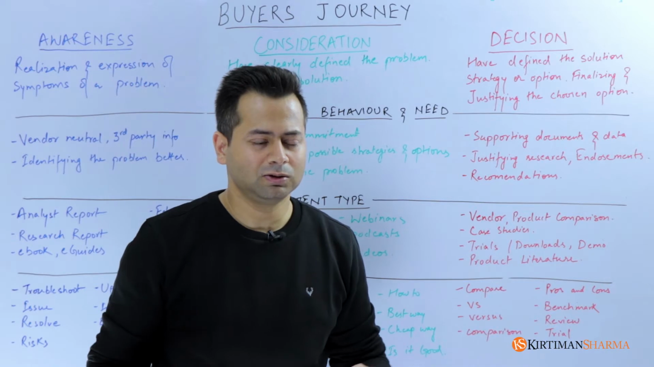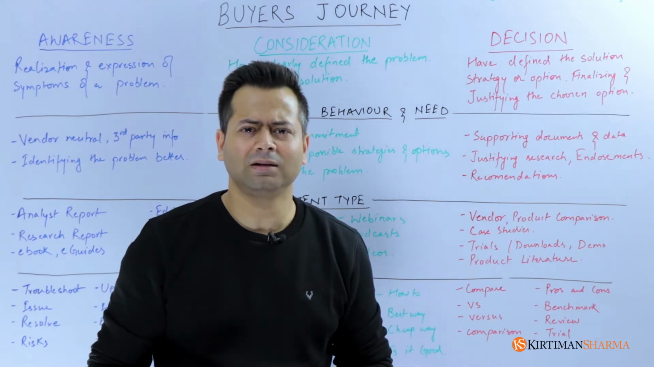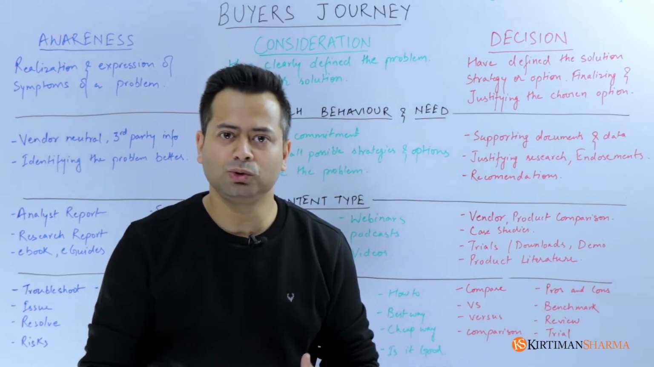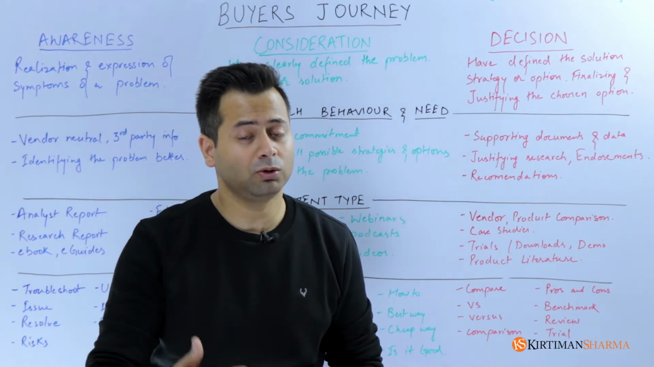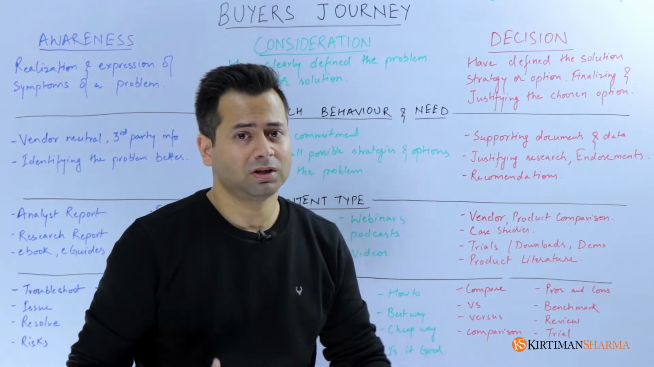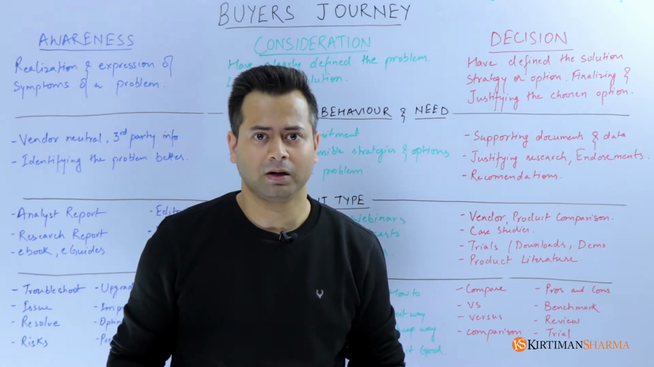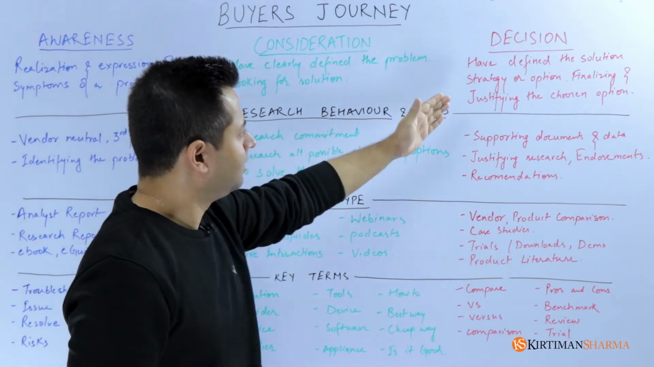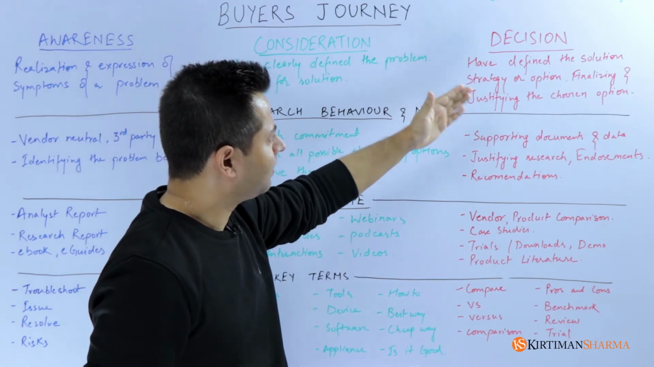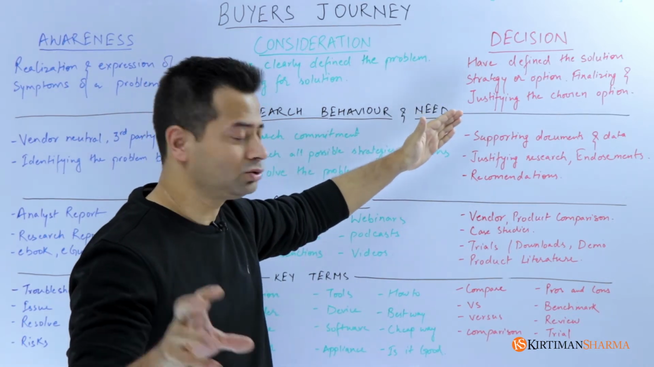Or they think, if you could give me a trial on this product, probably I could choose for myself. They're looking for a trial of some kind, they just want to finalize the decision. They have made up their mind. So this is the point where they're just finalizing and justifying the already chosen option.